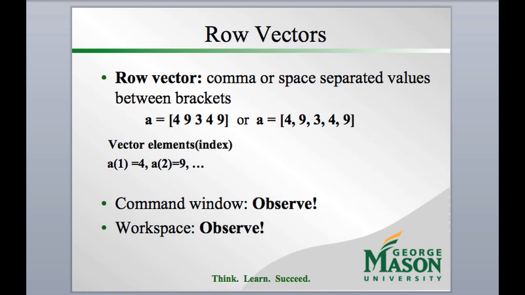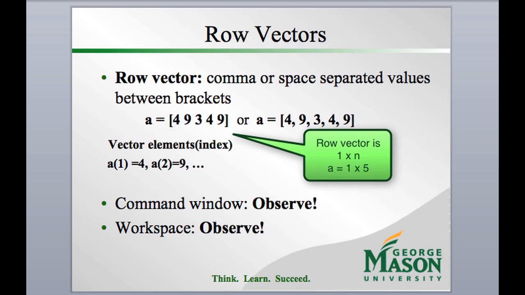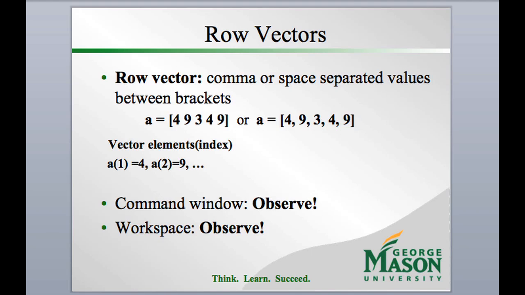You can have row vectors and column vectors. A row vector is a 1 by n matrix, and it appears in MATLAB as a row of real or complex numbers. An example of a row vector is shown here: A equals bracket 4, 9, 3, 4, 9. The brackets indicate that you are creating a vector. You can separate each element in your vector by either a space or a comma.